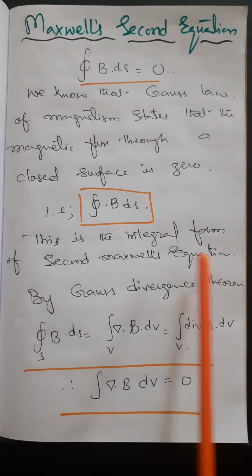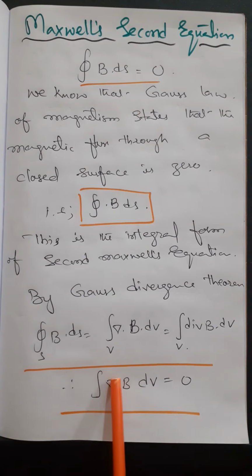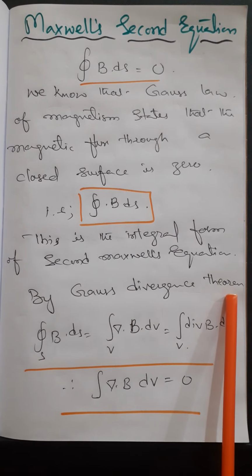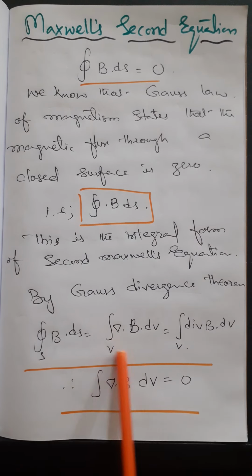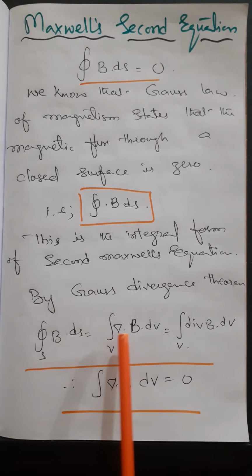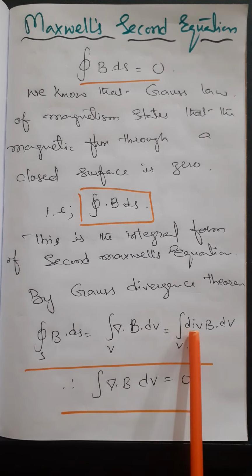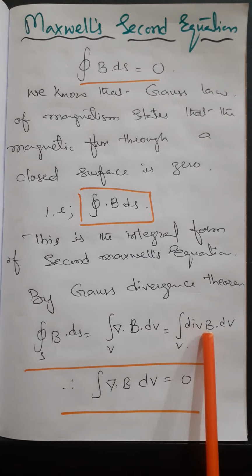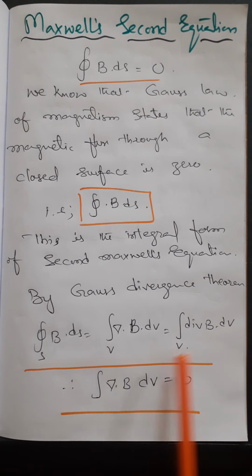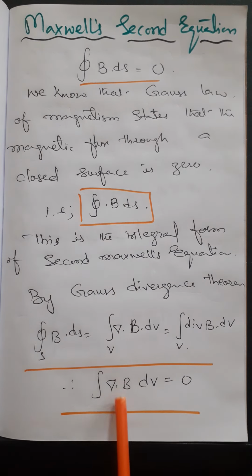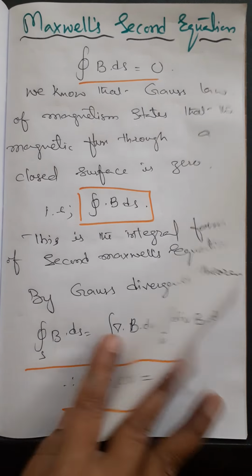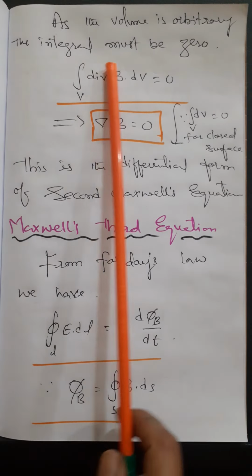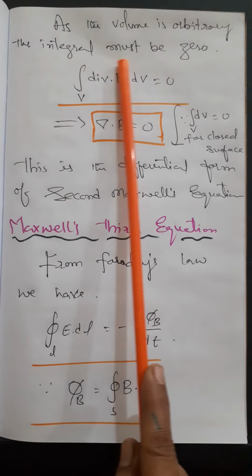Now for the second equation, differential form. By Gauss divergence theorem we know that a surface integral can be converted into a volume integral. So B dot ds can be written as del dot B, or div B, dot dv. So we can write del dot B dv is equal to 0. Next, as the volume is arbitrary, the integral must be 0.